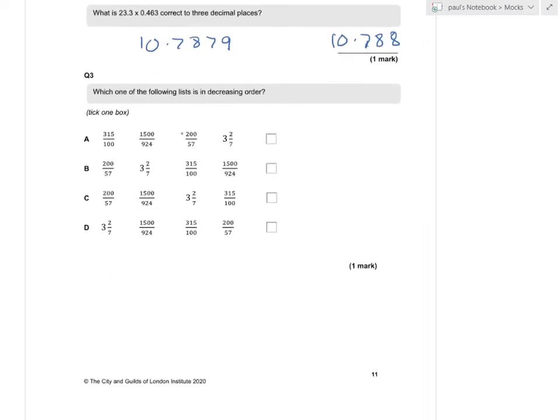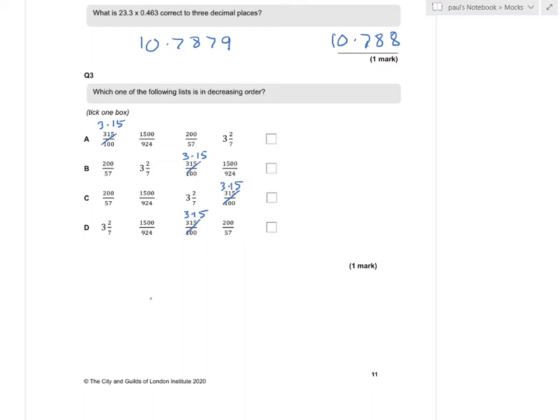Right, which of the following list is in decreasing order? My goodness me. So let's change these into decimals, yeah? So 315 divided by 100 is 3.15.